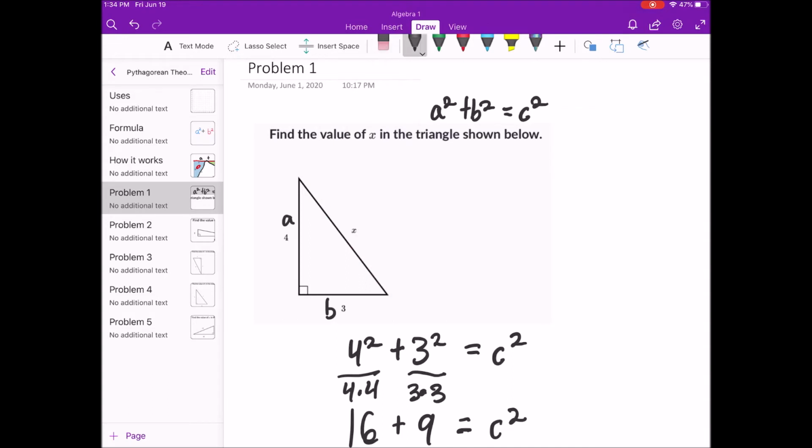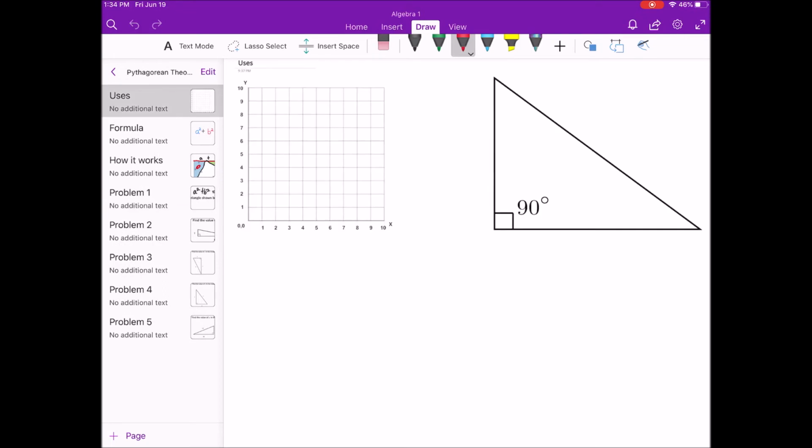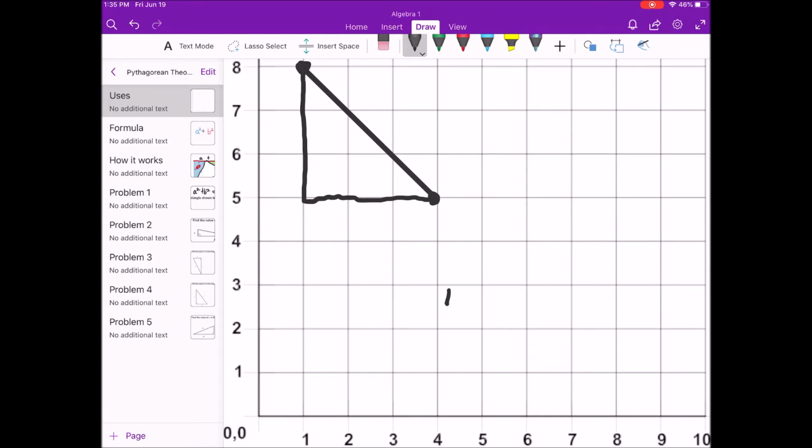And this is why I say that it's a really good formula to learn. If you look at the first problem, remember how I did this coordinate plane right here, and I wanted you to find the length from this point to this point? Well, now you can do it, because if you make that triangle, this is 1, this is 2, and this is 3. So b is 3, and a is 3 as well.